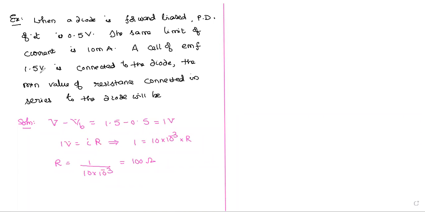Yes, V is 1.5. This is 0.5. VB is 0.5. Total is not 0.5. V minus VB is not 0.5, sir.